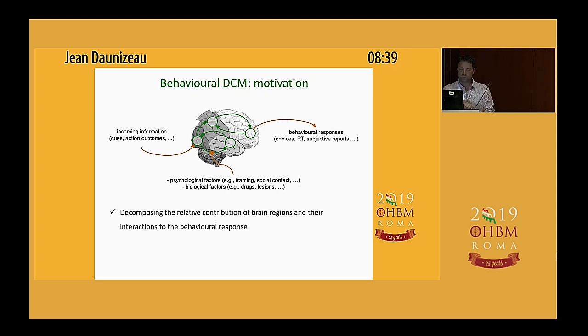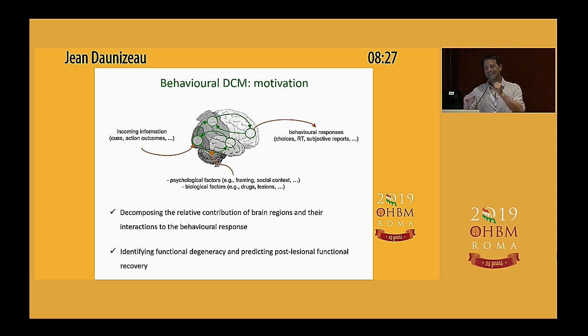Okay, so what we're trying to do here is to decompose the relative contribution of brain regions and their interactions to the behavioral response, right? So again, that's going to be clearer in 1 second. And then the overarching goal here is to try to get a model that works at the whole brain level, at the network level, so that we can potentially identify something like a functional degeneracy, right? So that we can predict post-lesional functional recovery. We're not there yet, but I guess these kinds of techniques can do that if pushed enough.